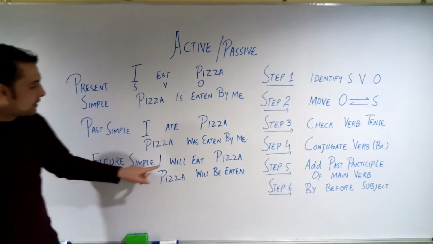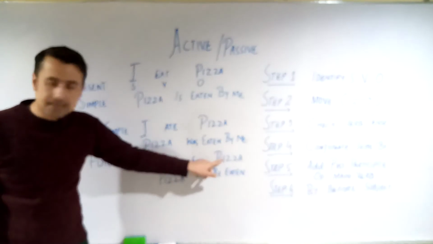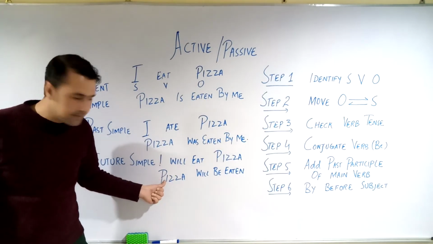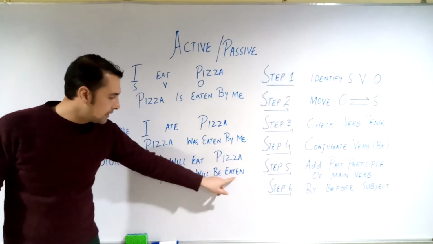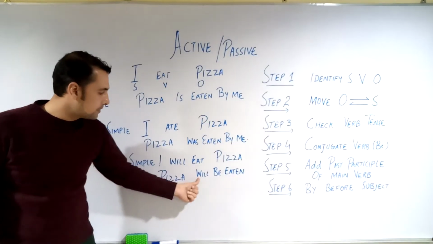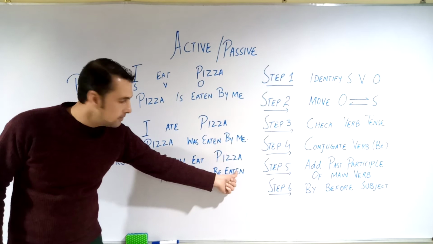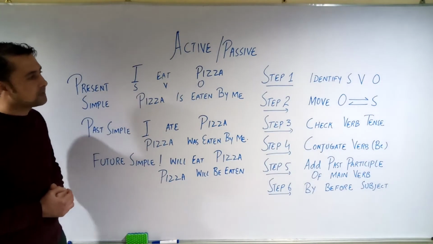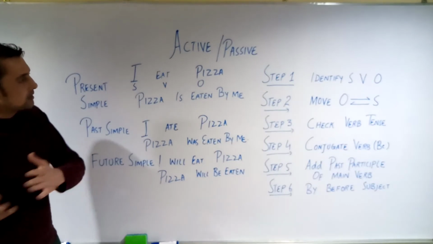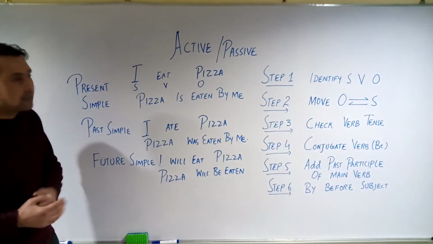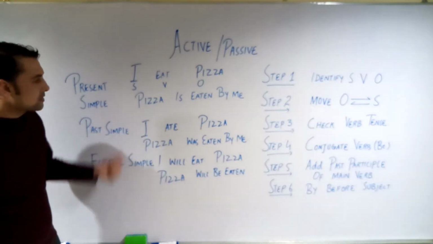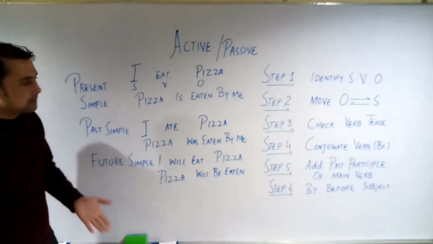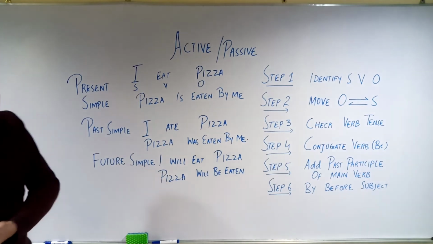Future simple, I will eat pizza. Now here will, so pizza will eaten cannot come. So what we will do, pizza will be eaten by me. This is how we can convert an active sentence into a passive sentence. Now I'll be talking about the continuous of all 3, like present, past and future.